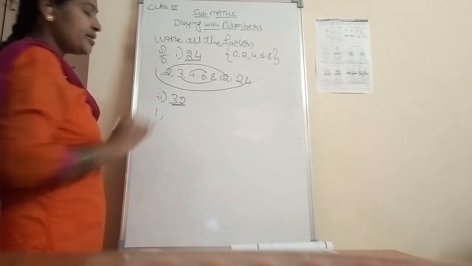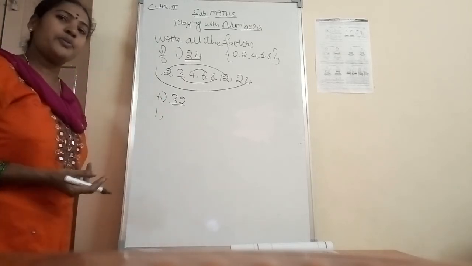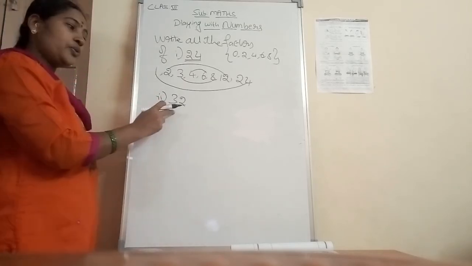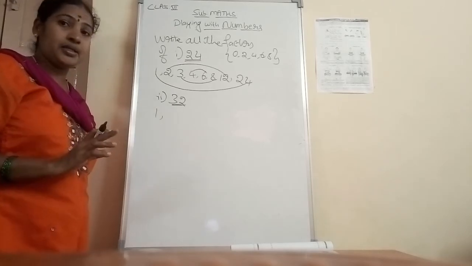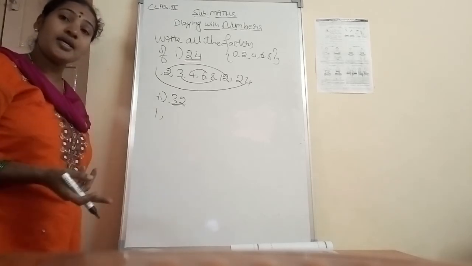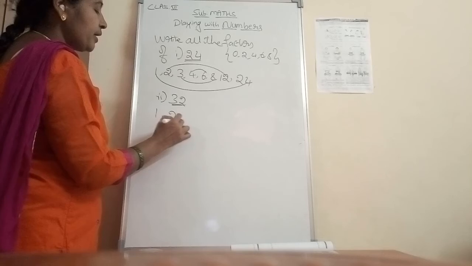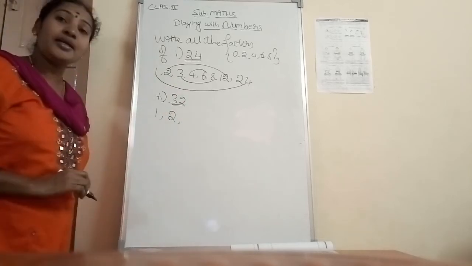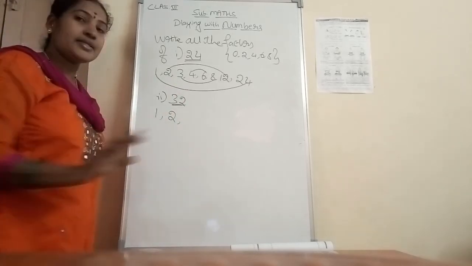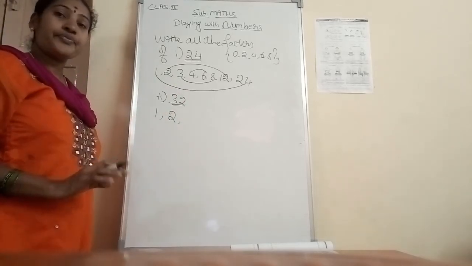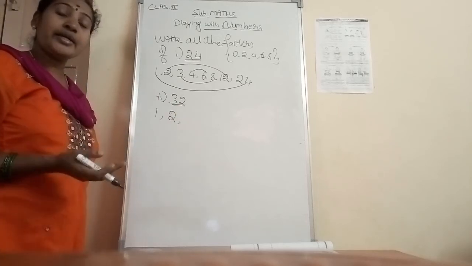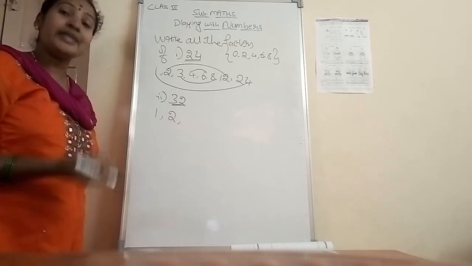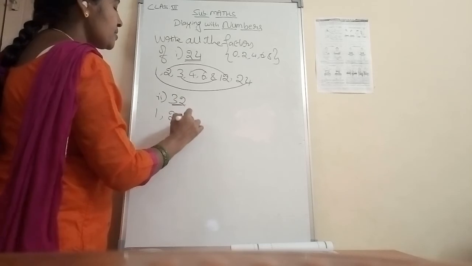From 1 it is possible, yes, definitely it is possible. What about 2? How to find out? 16 2s are 32. So you have to learn the table. 16 1s are 16, 16 2s are 32. Definitely it is divisible by 2. What about 3? No, it is not divisible by 3. How to check 4? You know the table. 4 7s are 28, 4 8s are 32. So 4 is possible.